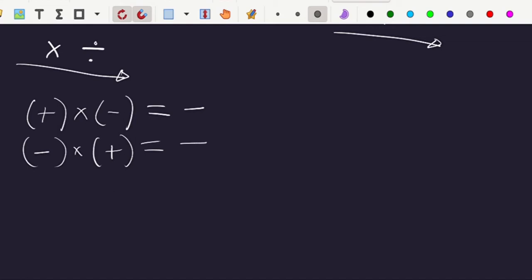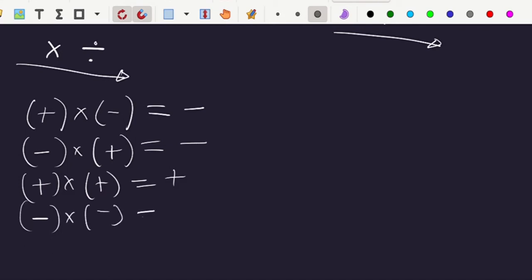When you multiply a positive and a positive, it still gives us a positive. Now when you multiply a negative and a negative sign, we get a positive. So this is very important when it comes to multiplication. You need to know the products of the signs.